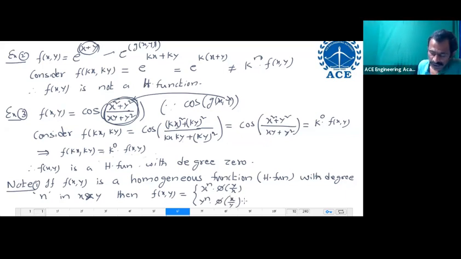Suppose the function is a homogeneous function. That function can be written in the form of a function of y by x or a function of x by y only. So function of y by x into x power n, function of x by y into y power n only. Every homogeneous function with any degree can be written in one of these two ways, as a function of y by x or a function of x by y, into x power degree or y power degree. So this is about homogeneous function.